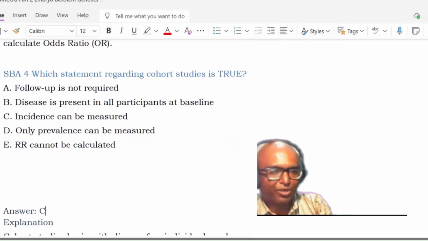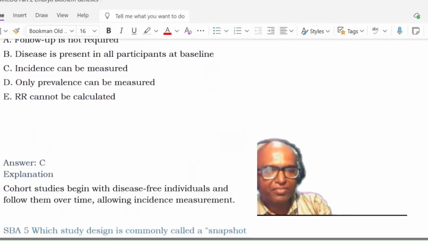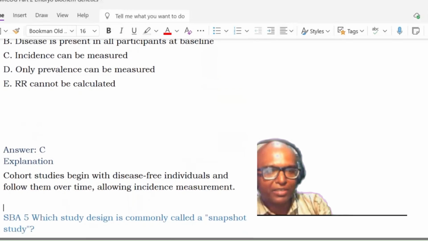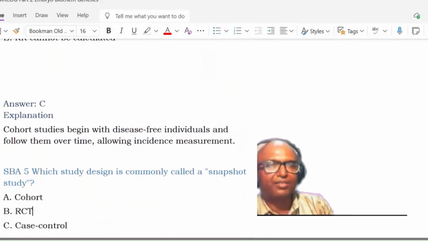Such types of questions you are going to get. Cohort studies begin with disease-free individuals and follow them up over a period of time, allowing incidence measurement. Next.